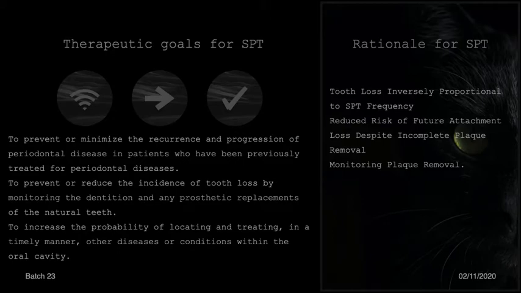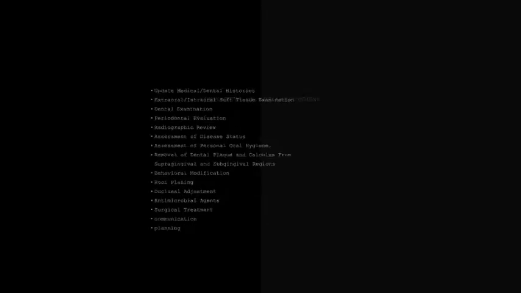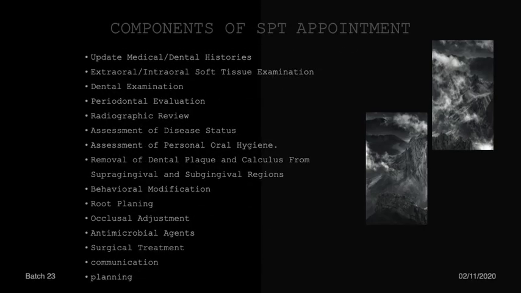So what are all the components of supportive periodontal therapy? During supportive periodontal therapy, there are 3 components: the examination part, the treatment part, and patient appointment rescheduling. The examination part should include an update of the medical and dental histories, examination of extraoral and intraoral soft tissue, examination of the dentition, and periodontal evaluation.